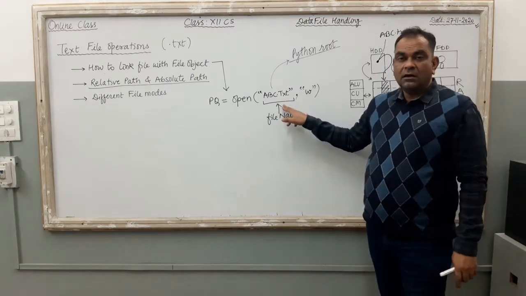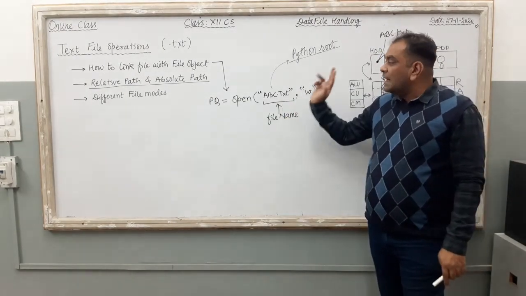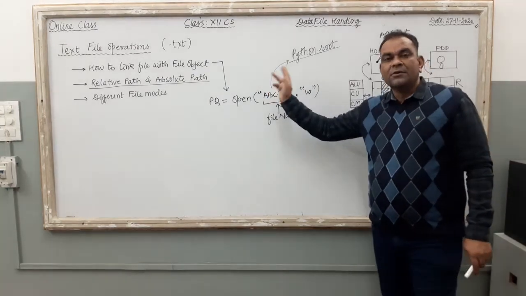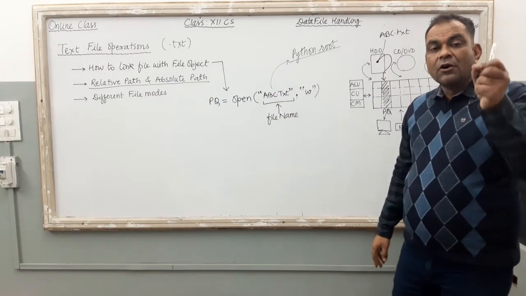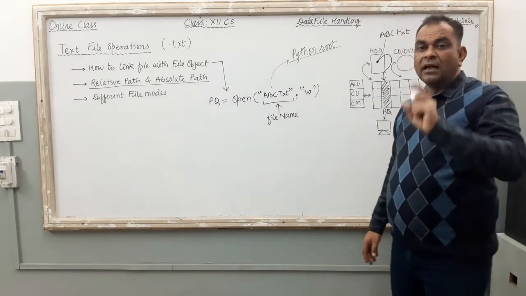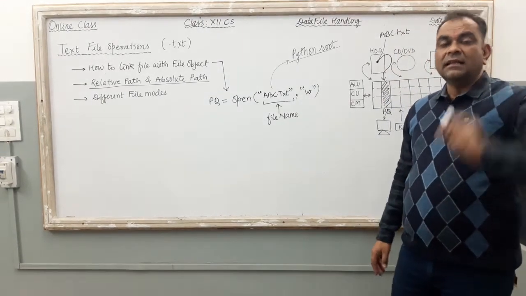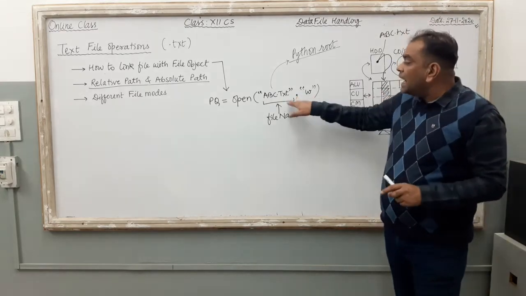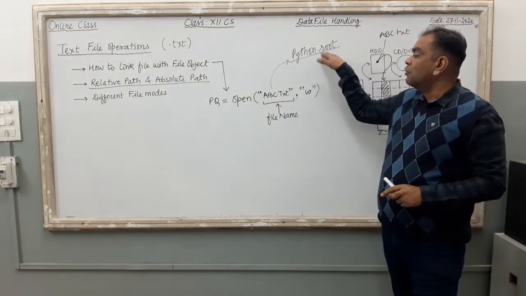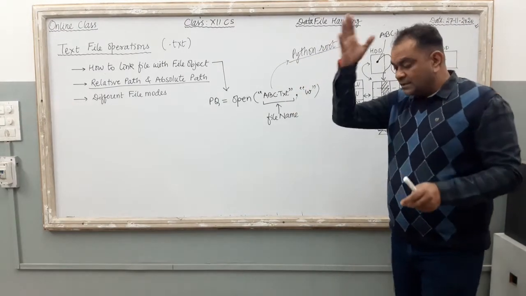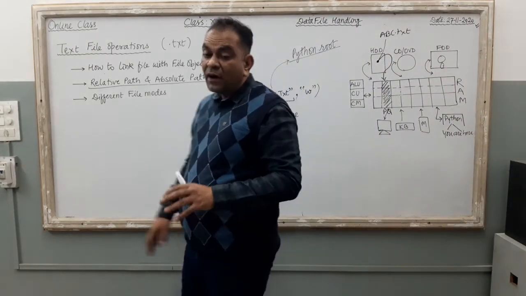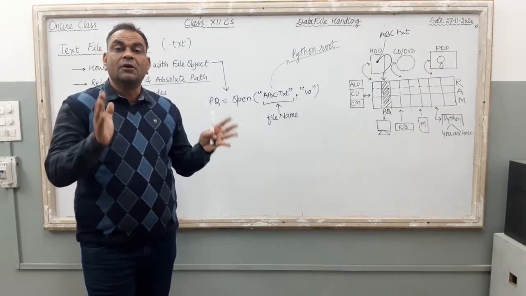By default, if you create a text file operation program, your file should be there in the Python folder. Either you want to read the file, write something in the file, or append the file, the file should be there in the Python root folder. Right? Now, what is the second condition? The second condition is that the file is not there in the Python root folder.